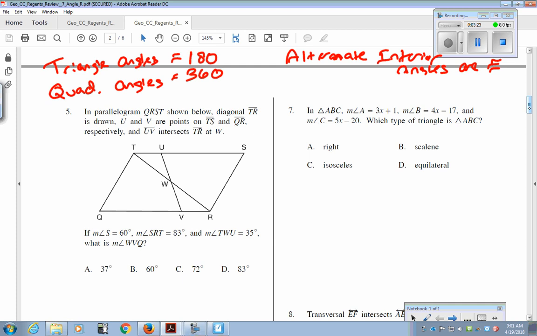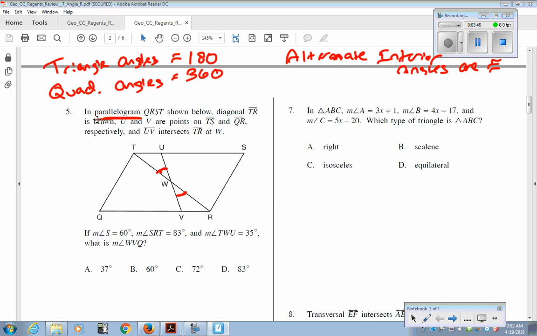So let's take a look at 5. And again, we got a parallelogram. So a lot of the stuff we just talked about is going to be true. Opposite sides and angles being congruent. We got an intersection point. So like I know right now I got some vertical angles that are going to be congruent as well.